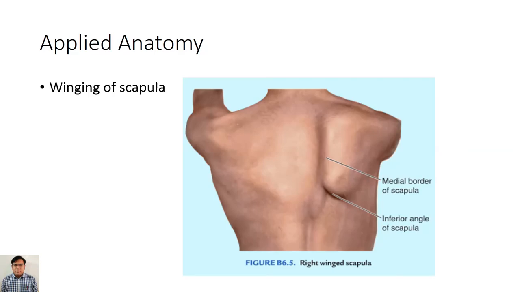Now the applied aspect of scapula. First is winging of scapula. If there is injury to the nerve to serratus anterior or paralysis of serratus anterior muscle, then there will be undue prominence of the medial border and inferior angle of the scapula, as shown in this photograph. This is winging of scapula.